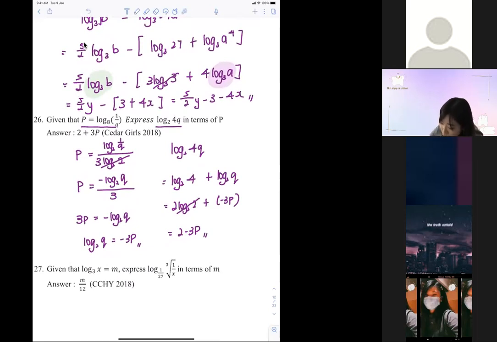Okay, so every time you're expressing, you know that it's just alphabet. You split the number and alphabet. Easier for you that way. Always try to bring the power down. It helps. Even 1 over Q, you can bring minus 1 down.